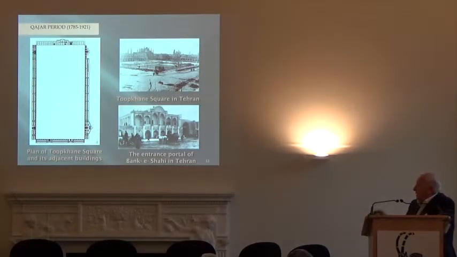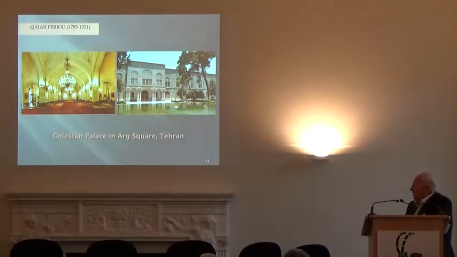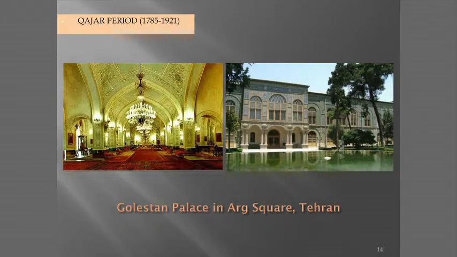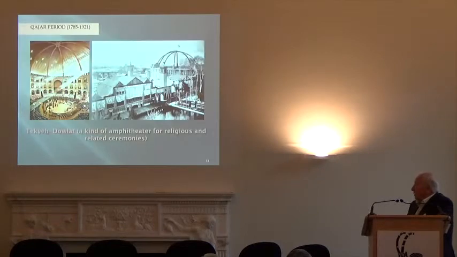The architecture is still somewhere between traditional and the modern one. A new mosque was also built again with four avans. And the Golestan Palace, where they introduced new elements, especially the double columns. These were also brought from Shiraz Palace, and then put together at that time of the Qajar period, somehow the latest part of the traditional.